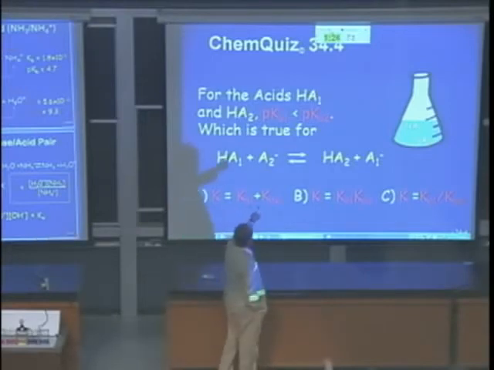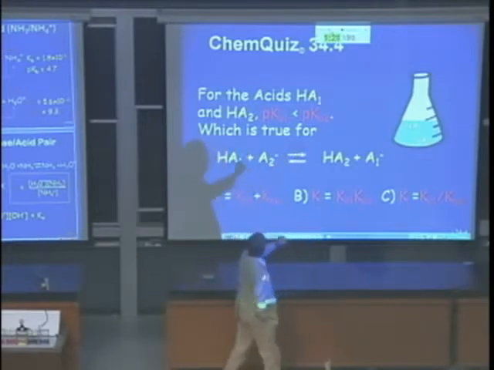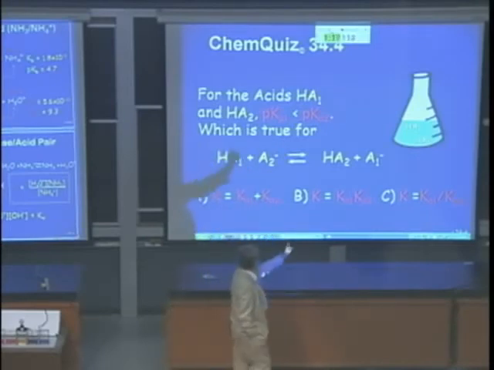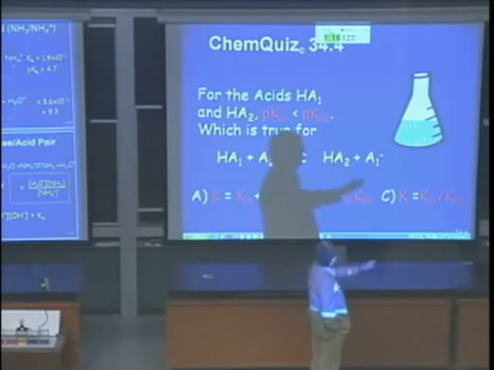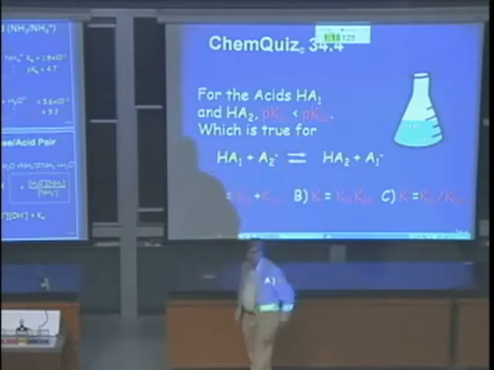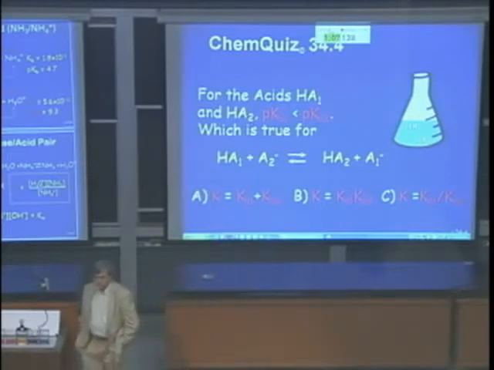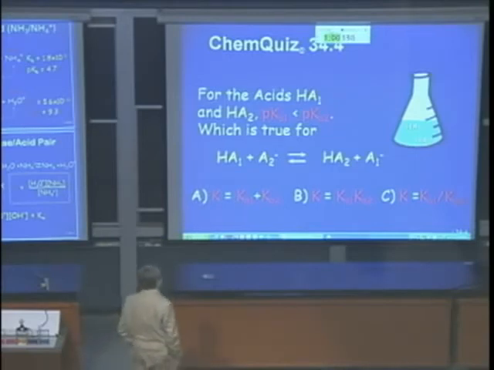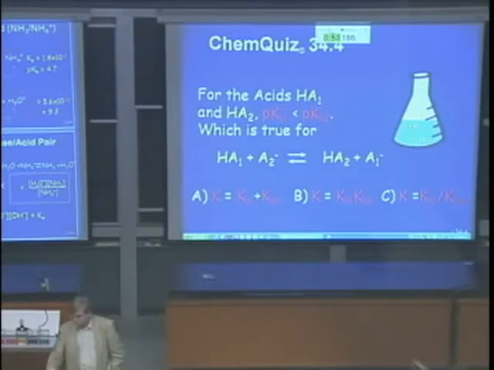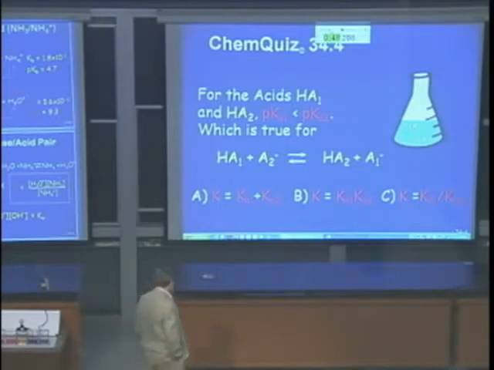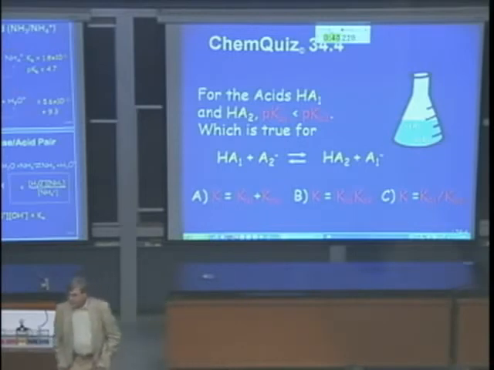So this reacts with water to form H3O plus A1 minus, and this reacts with water to form H3O plus A2 minus. This one is K1 and the other one is K2. One thing you need to know, of course, is whether you have to add K's or multiply them to get the overall K. That's the question.